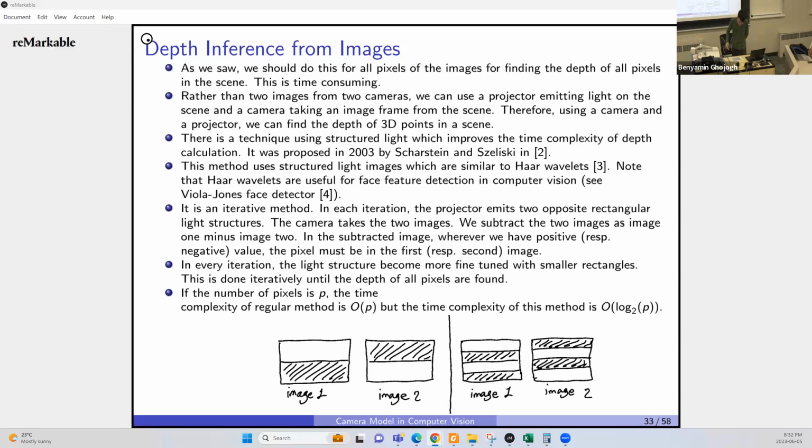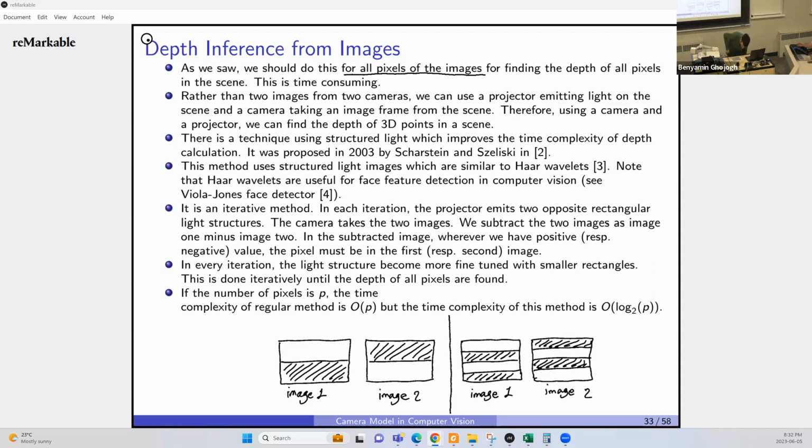As we saw, we should do this for all pixels of images. What we just talked about was for one point in the 3D object and corresponding pixels in the images. But that's one point. What if I want to do it for the whole scene? Then I will need to do it for all of the points and all of the pixels. It's time consuming. Can we improve its time complexity?